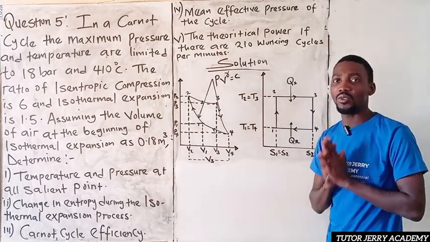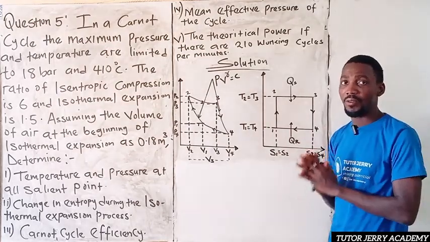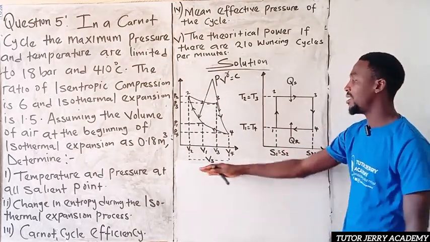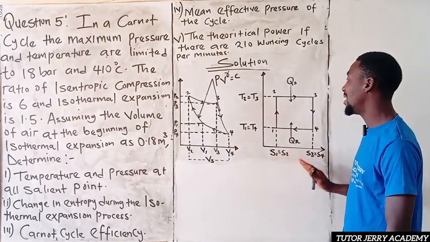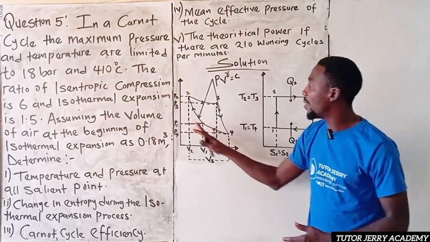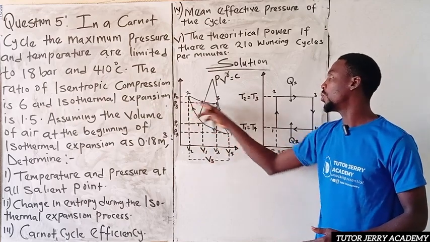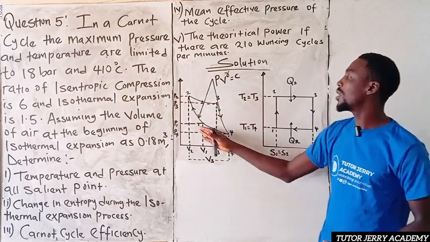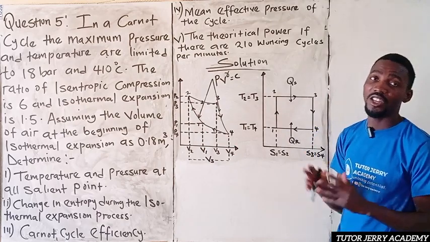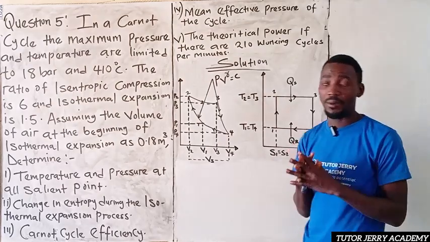Now, the first thing we are going to do is to draw the PV and the TS diagram of a Carnot cycle. And this is the PV diagram. This is our TS diagram. All right, now from our PV diagram and our TS diagram, we have state 1 to 2, 2 to 3, 3 to 4. State 1 to 2 is nothing but our adiabatic or isentropic compression process.